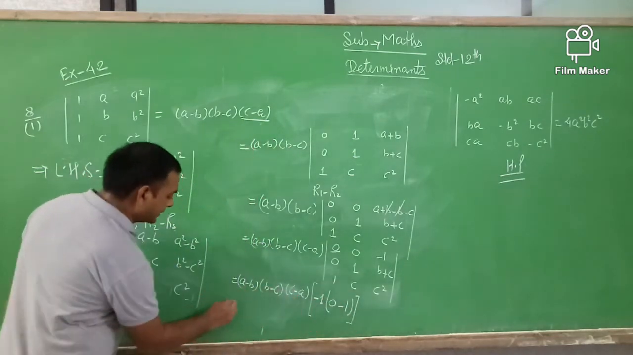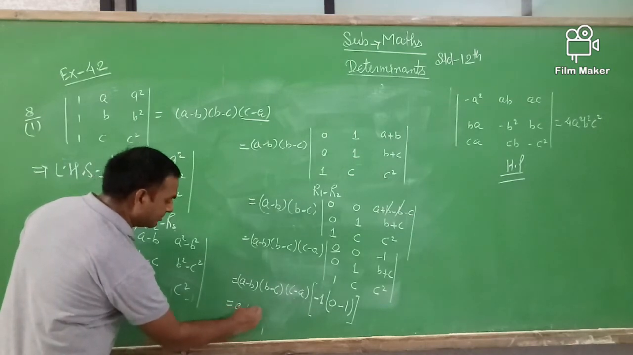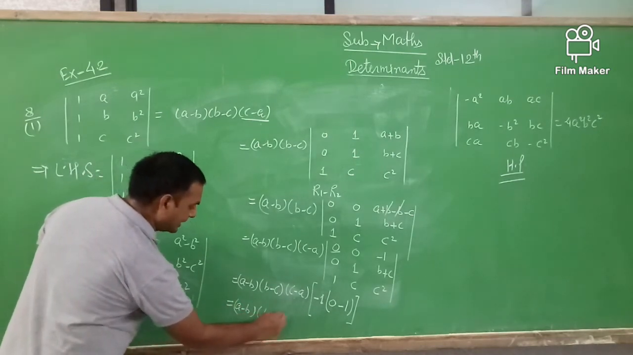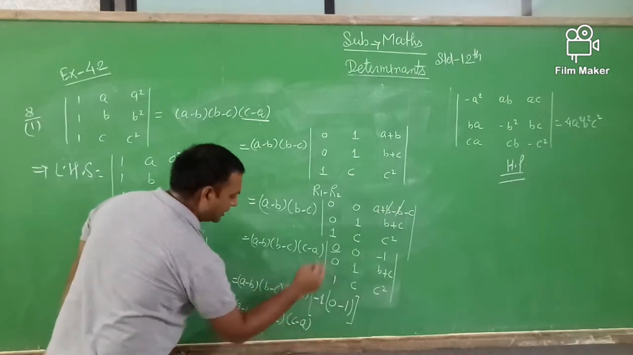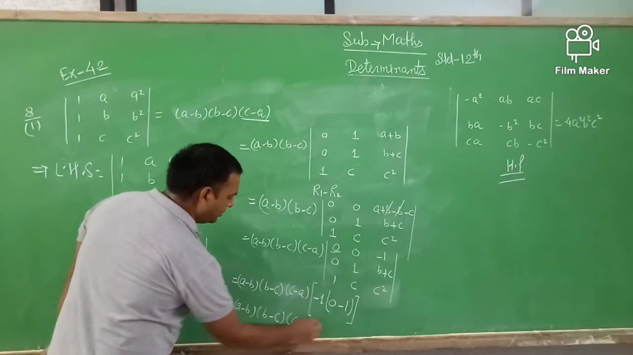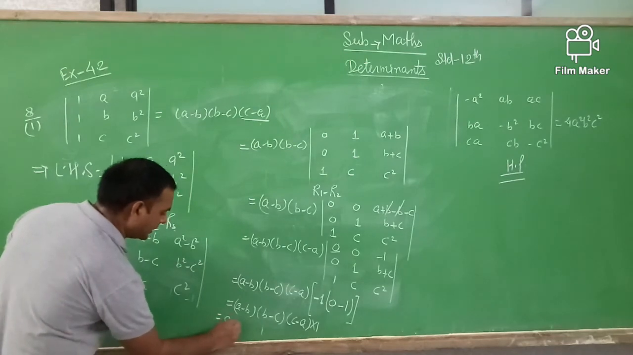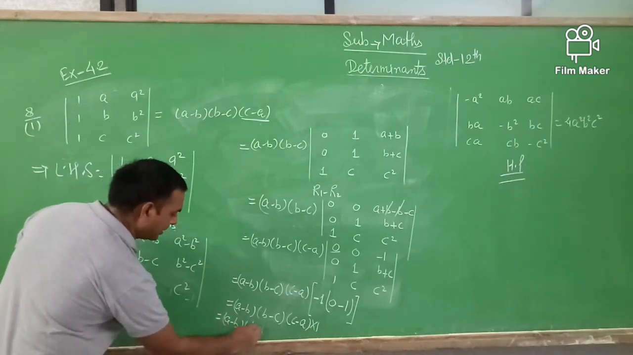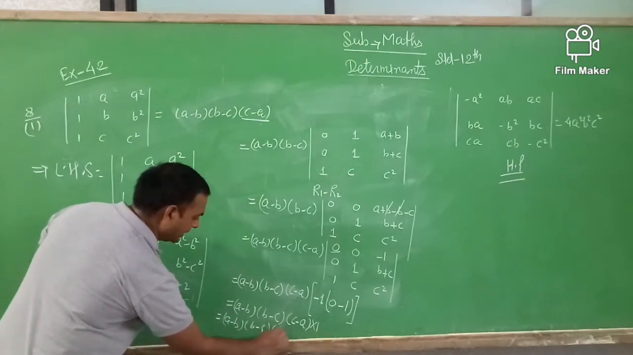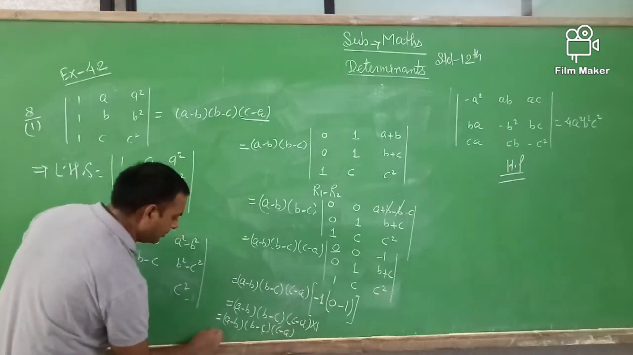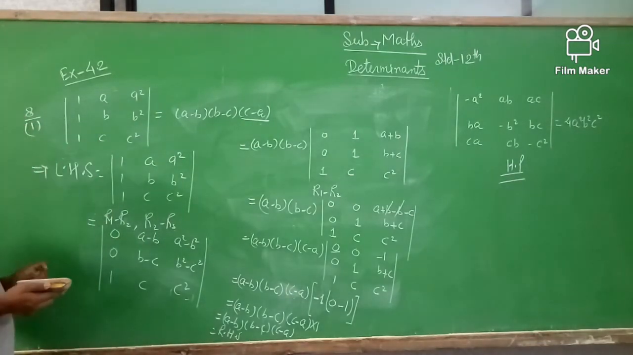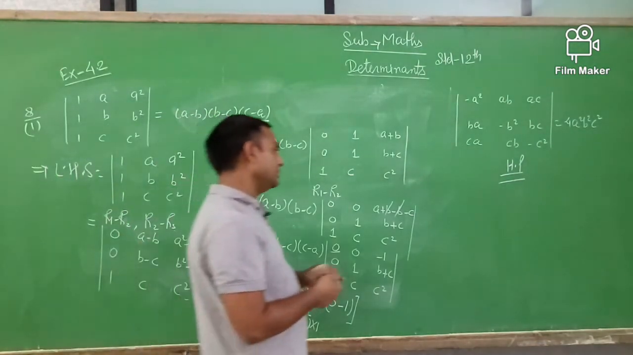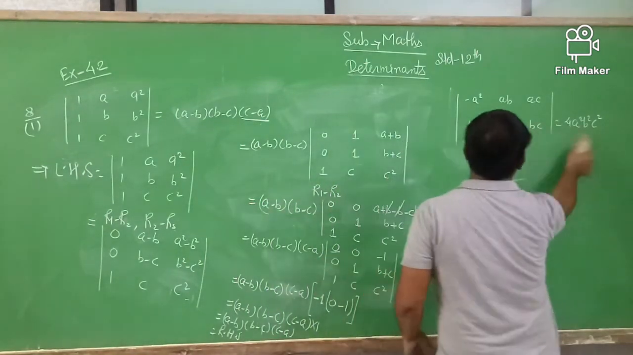So this is equal to a minus b, b minus c and c minus a, and minus 1 multiplied by minus 1 is equal to 1. So this is equal to a minus b, b minus c, and c minus a, and this value is equal to the RHS. So you can say that this is equal after the solution of the equations. So I think all of you understand.